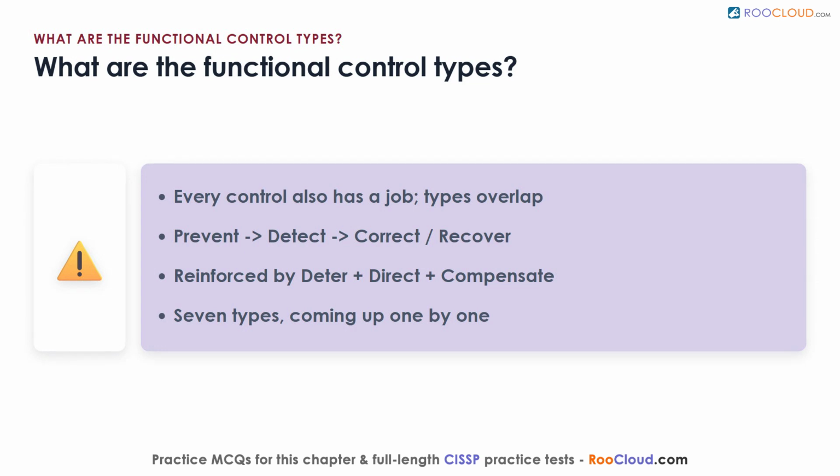The goal is a natural rhythm: prevent what you can, detect what slips through, and correct or recover from what causes harm, all reinforced by deterrence and direction. Keep that rhythm in mind as we walk through the 7 functional types one by one.